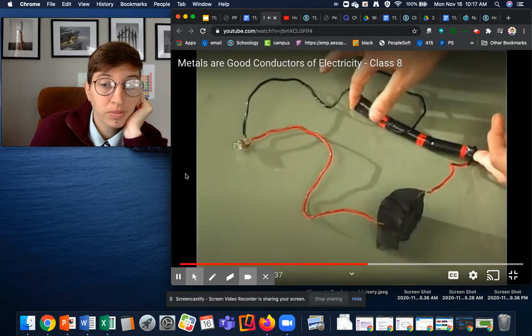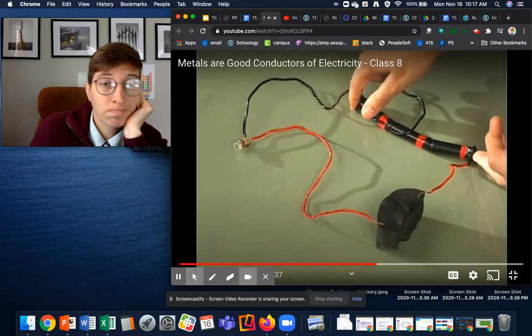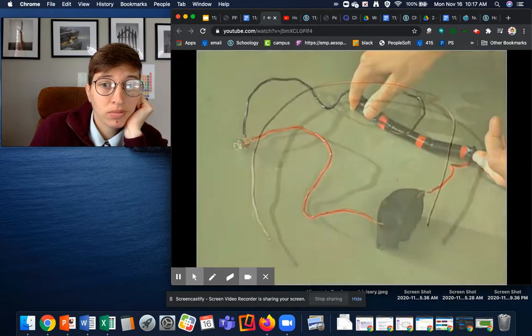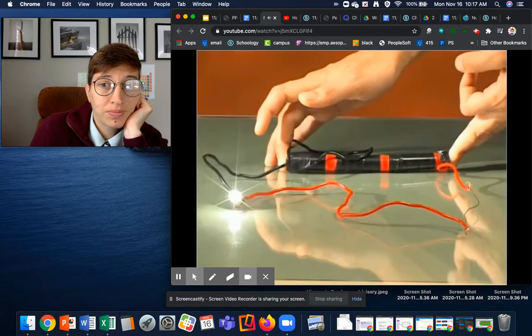You will observe that the bulb does not glow this time. It shows that coal is a bad conductor of electricity. On repeating the same activity with copper wire, you will see that the bulb glows.